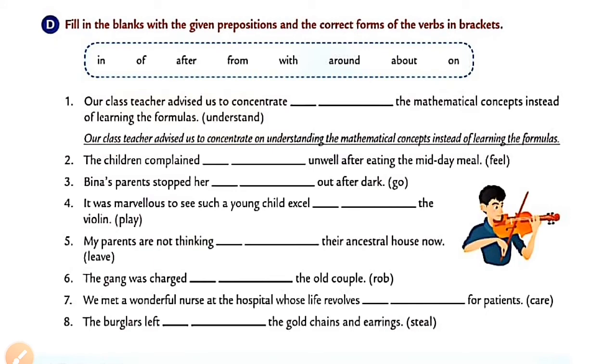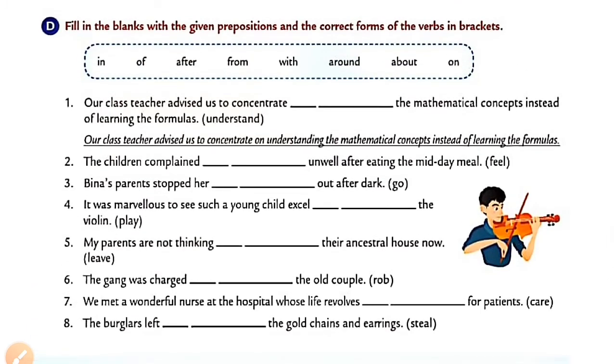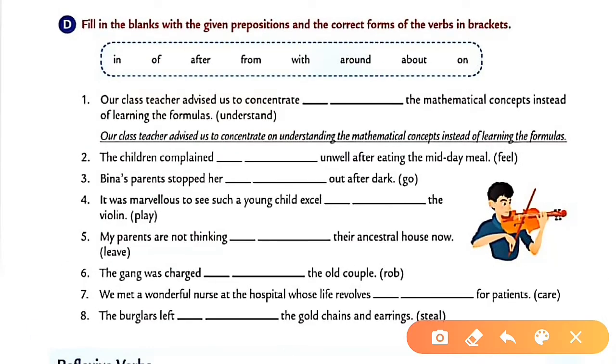Move to next, D part. We will start now. Fill in the blank with the given prepositions and the correct form of the verbs in the brackets. One has been done for you. In that way, you have to fill up to 8 numbers. Okay, so guys, start second number.